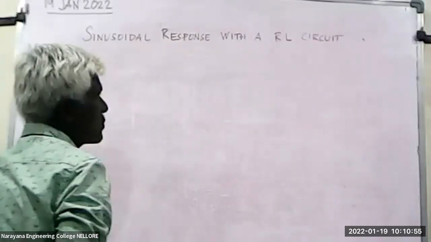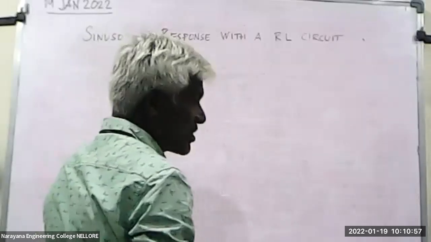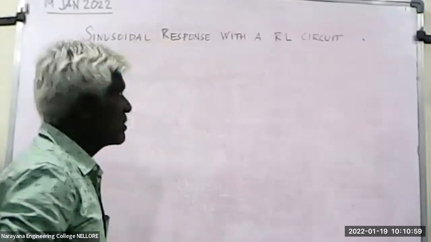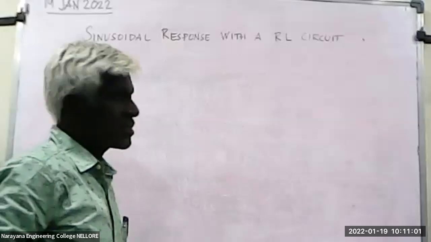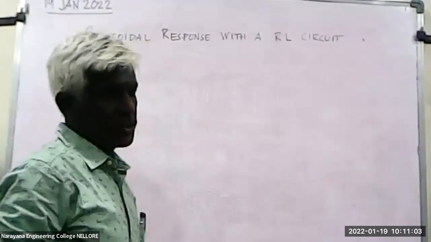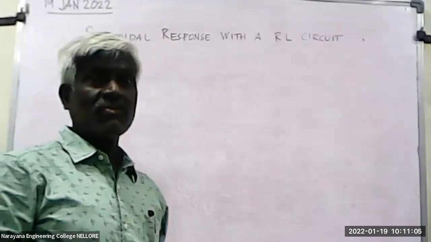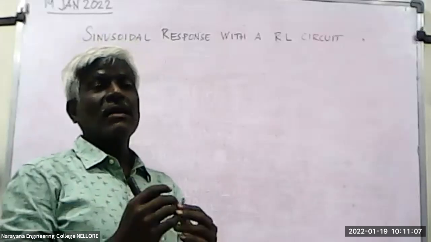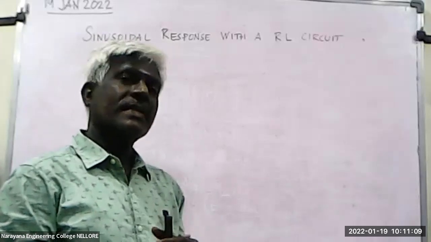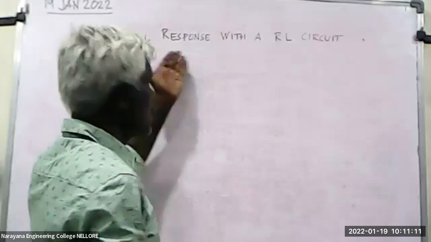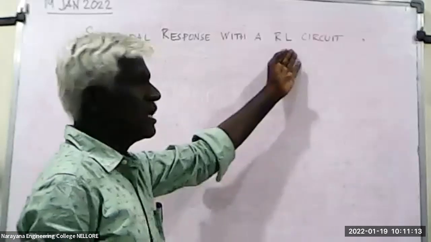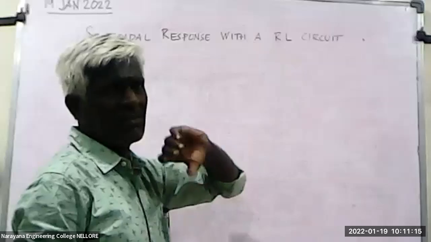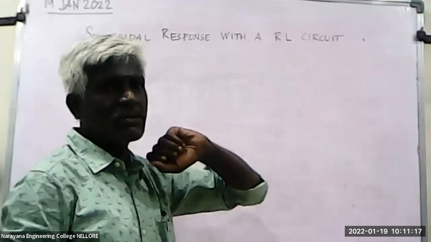Okay, now what we are going to see, the very first topic given in the third module, is the sinusoidal response of an RL circuit. Response means, as we have seen in the last class, there will be a steady state response and a transient response. So when you apply a sinusoidal input to an RL network, we have seen how R will behave.